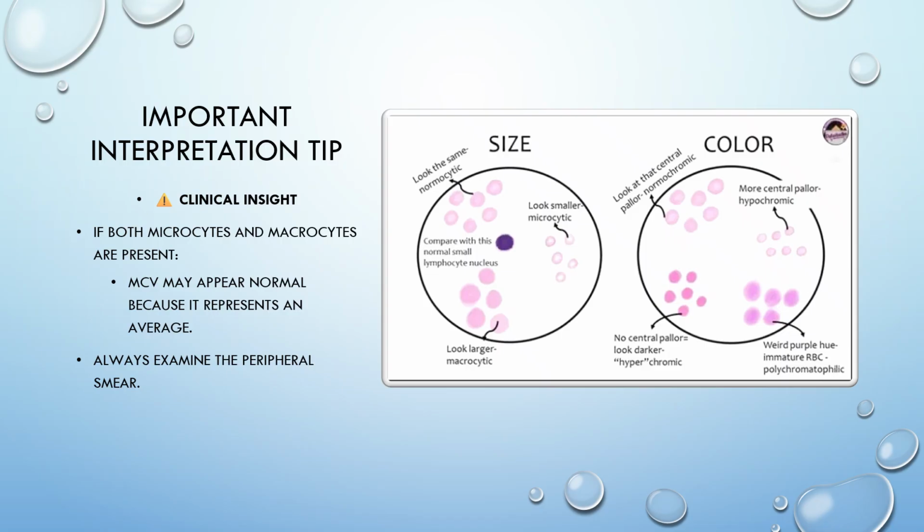Automated analyzers are incredibly accurate and efficient, but they still summarize data into statistical averages, and averages can sometimes hide mixed populations. So whenever there's suspicion of variation, particularly when the RDW is elevated, it becomes very important to actually look at the cells themselves. Think of the analyzer as providing the numerical overview while the microscope provides the biologic reality. And good laboratory practice always involves correlating those two sources of information.